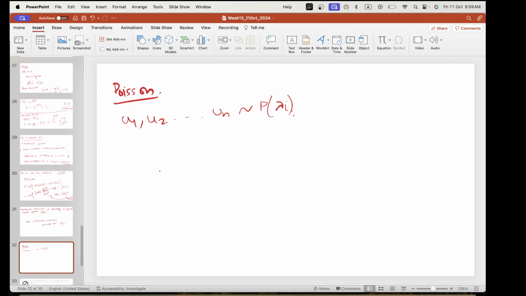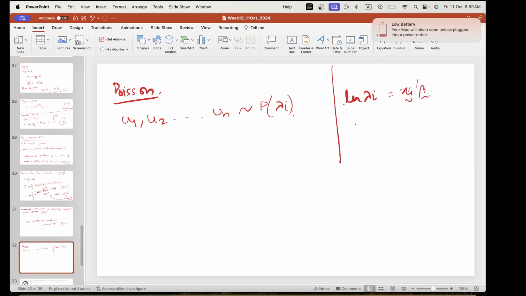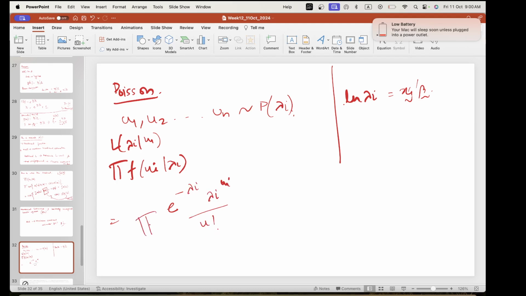Poisson lambda i, let's say I'm writing it for the purpose. So what was the model? ln lambda i equal to xi prime beta. This is something that we had. So if I have to write f of ui given lambda i, this is actually L of lambda i given ui, which is e to the power minus lambda i, lambda i to the power ui by ui factorial, product i equal to 1 to n.